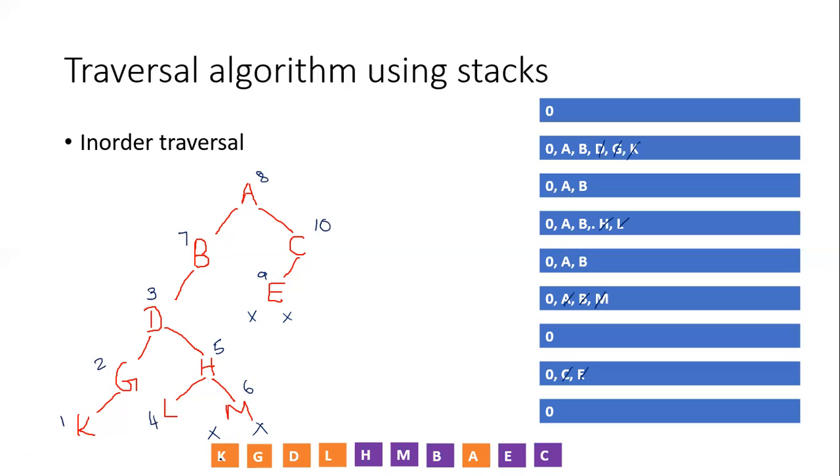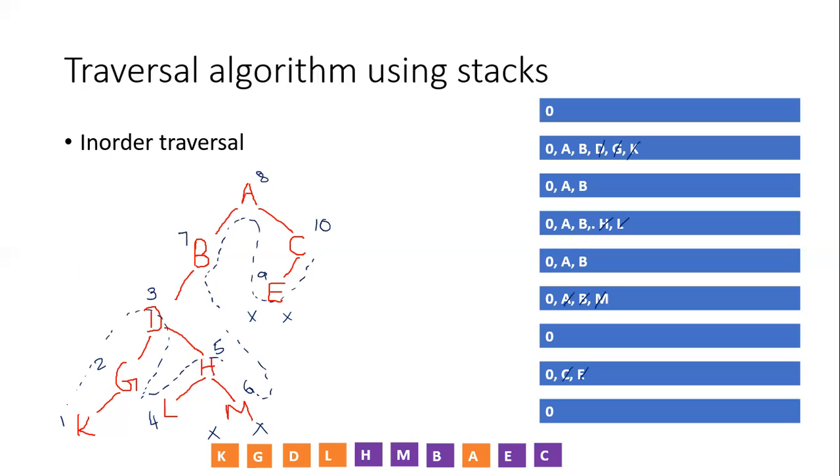So it accesses by this path: K, G, D, L. Then it goes to H and M, then B, B to A, to E, E to C. So like this, it accesses the nodes of a tree.